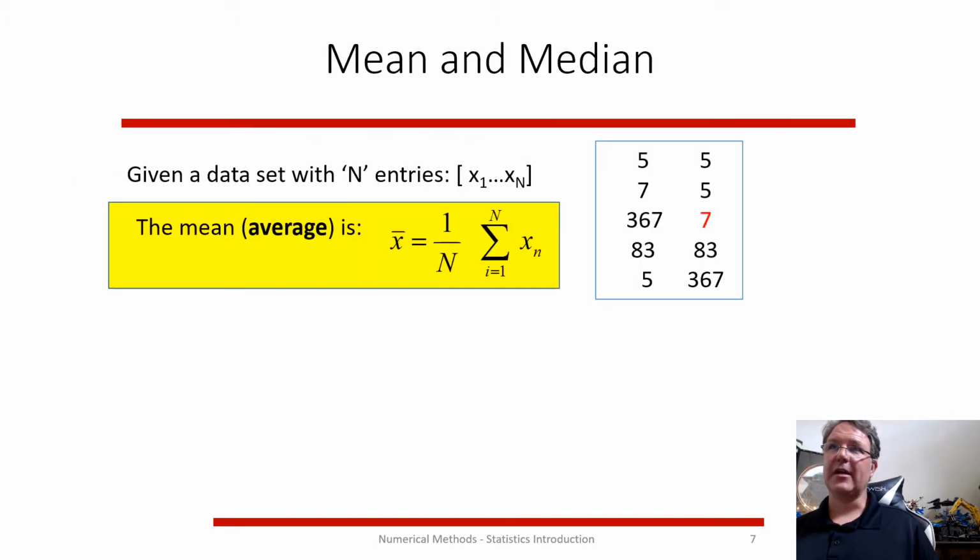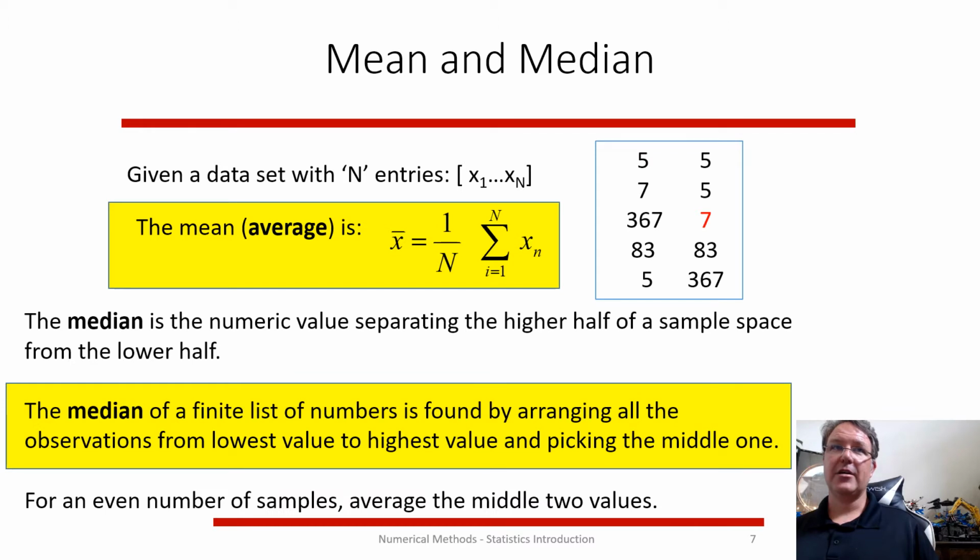You should know this. This is, I think, middle school or elementary school. Add them up, divide by the number. Mean is the average value. Median is the one, if you line them up, lowest to highest, that is in the middle, or it's the average of the two in the middle. So mean and median, make sure you keep those straight.